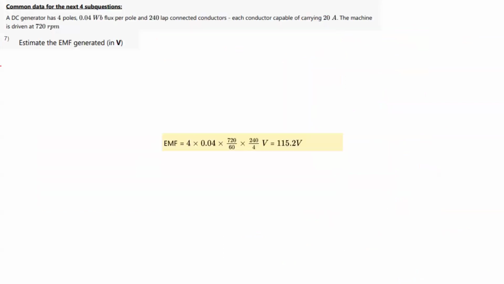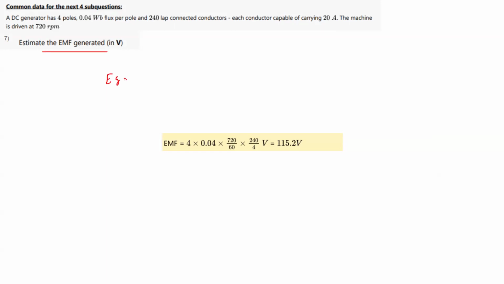Now these next questions are very simple. In this question, it is given that the DC generator has 4 poles, 0.04 Weber flux per pole and 240 lap connected conductors, each conductor capable of carrying 20 ampere. The machine is driven at 720 RPM. So first we have to estimate the EMF generated.